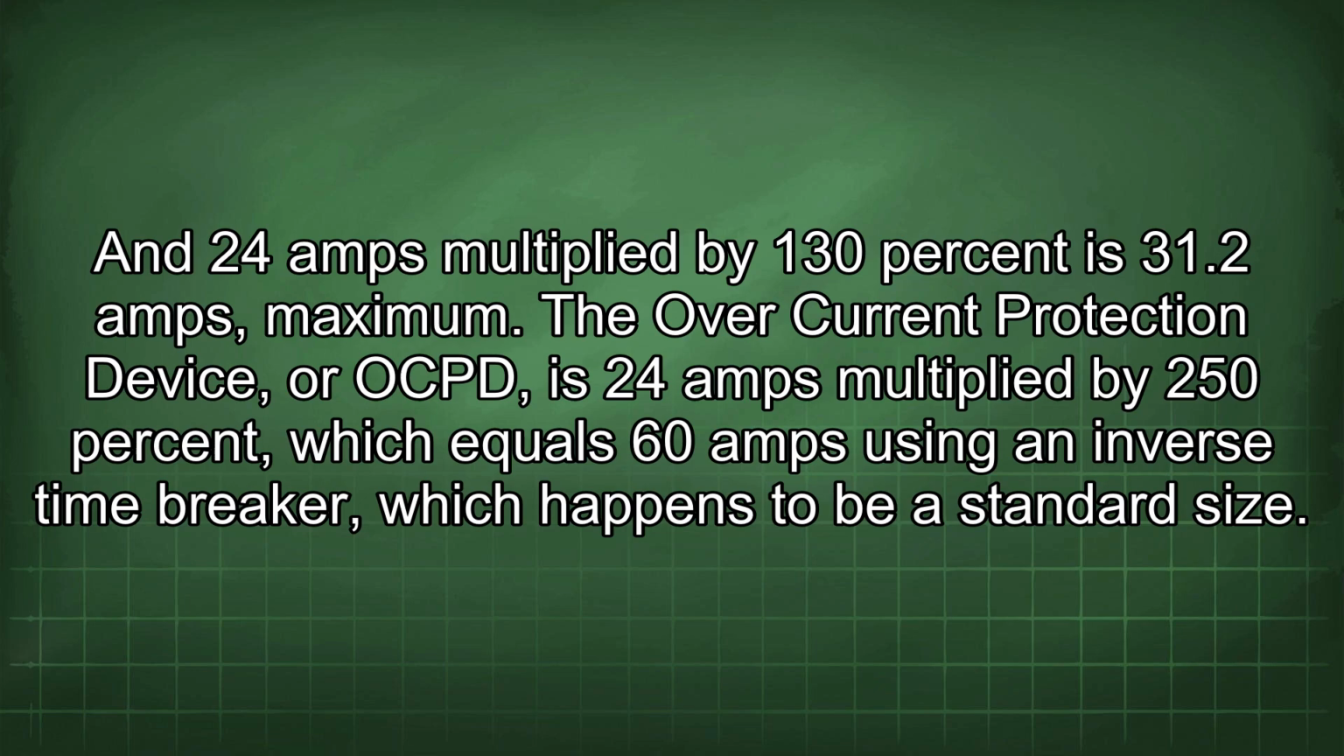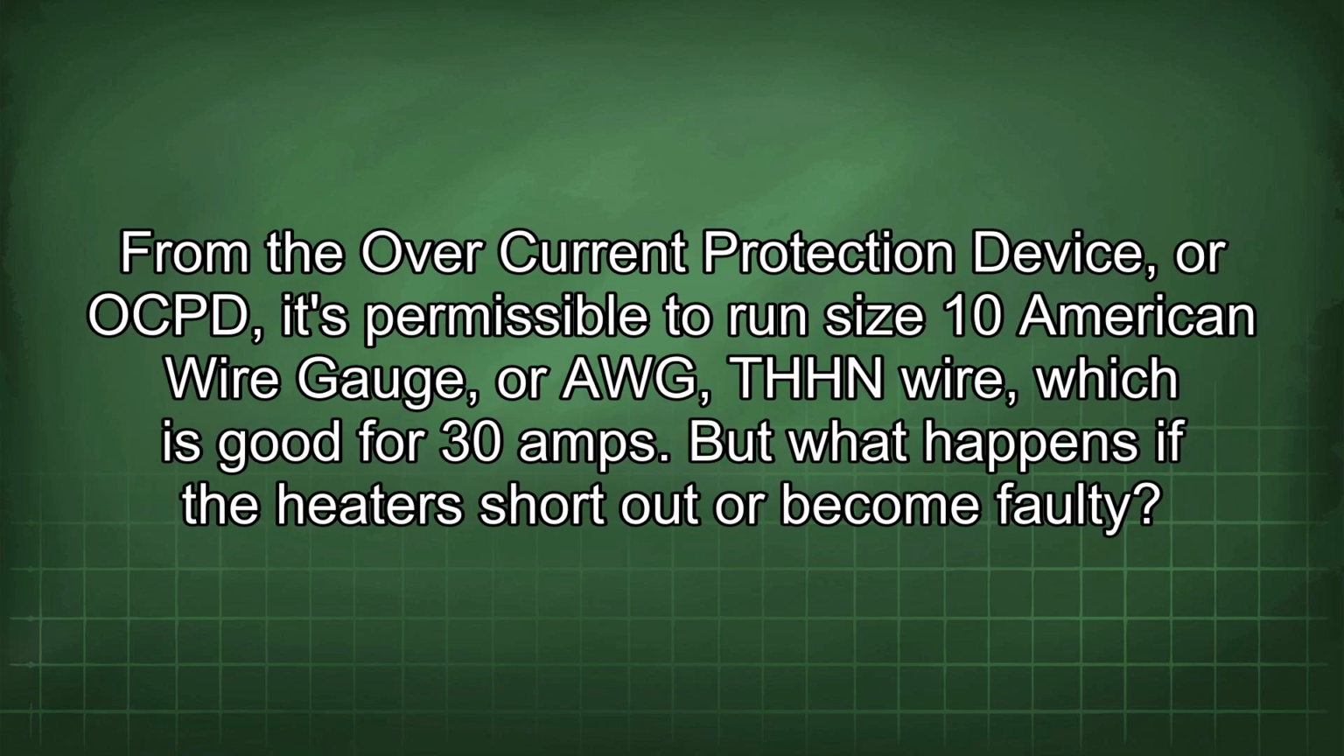The overcurrent protection device, or OCPD, is 24 amps multiplied by 250%, which equals 60 amps using an inverse time breaker, which happens to be a standard size. From the overcurrent protection device, it's permissible to run size 10 American wire gauge, or AWG, THHN wire, which is good for 30 amps.